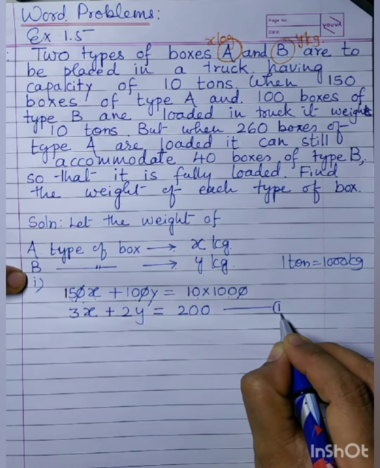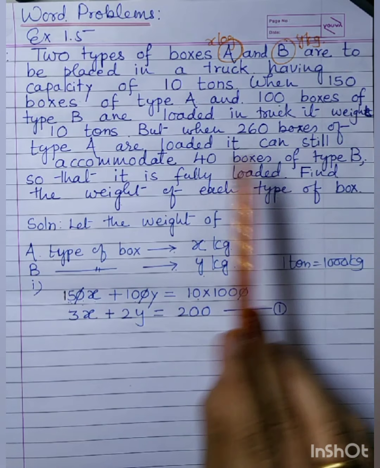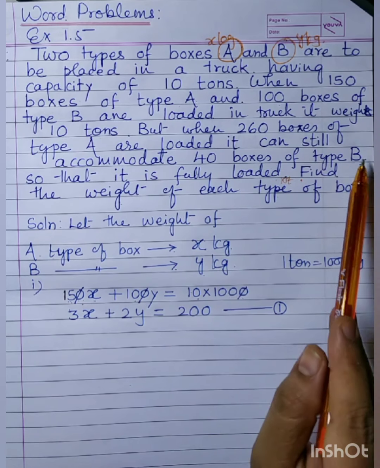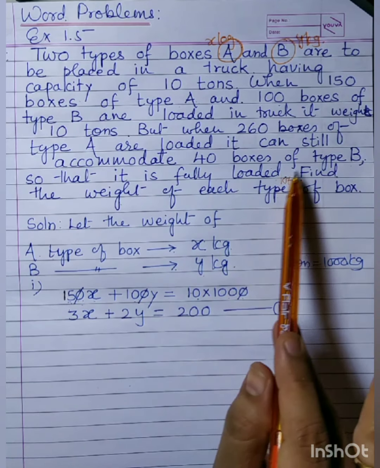Okay. Now look at the second statement. But when 260 boxes of type A, so what is the number of A type of boxes? 260. When they are loaded, it can still accommodate 40 boxes of type B, so that it is fully loaded. Now fully loaded means what will be the weight here? 10 tons. So the same statement is given, just put in a twisted way over here. What you need to understand is, along with these 260 A type of boxes, if you load 40 B type of boxes, again the truck will be fully loaded.